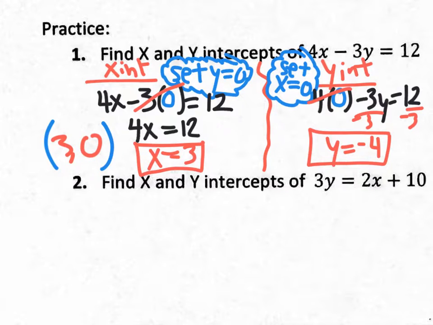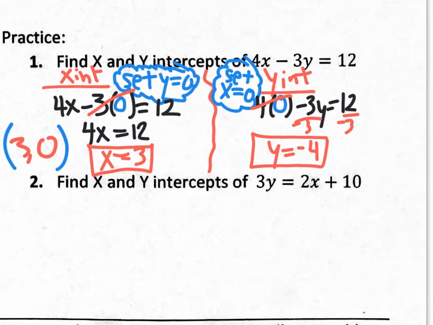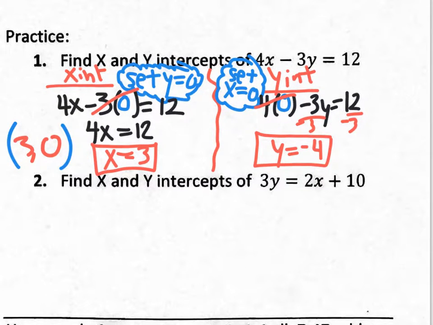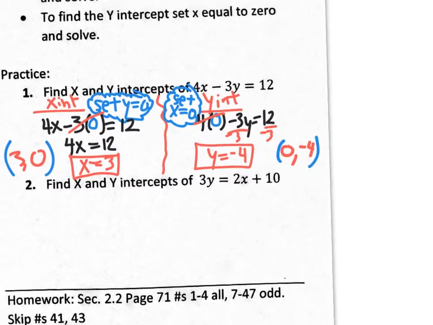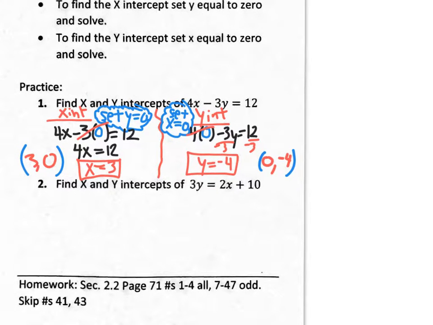Now the same thing for the other one. What's your coordinate? What's your actual coordinate going to be for the other one? It's going to be 0, negative 4. Perfect. Okay, now, what does that mean when you think about the graph? When you think about the graph, this equation makes a line.